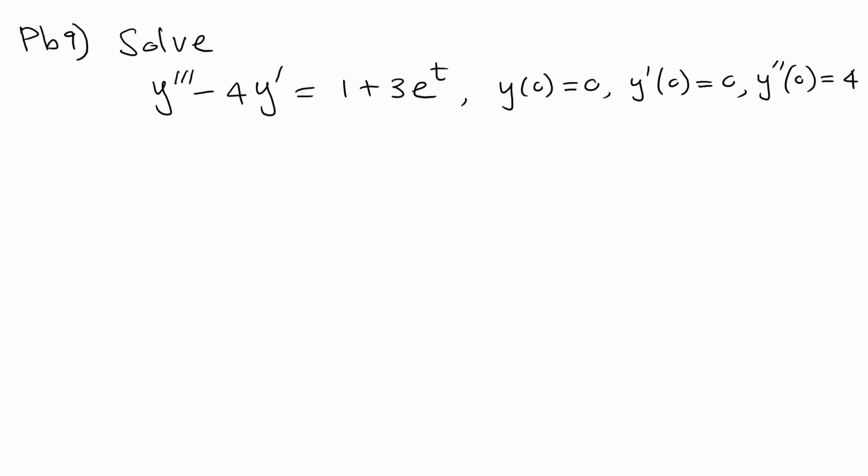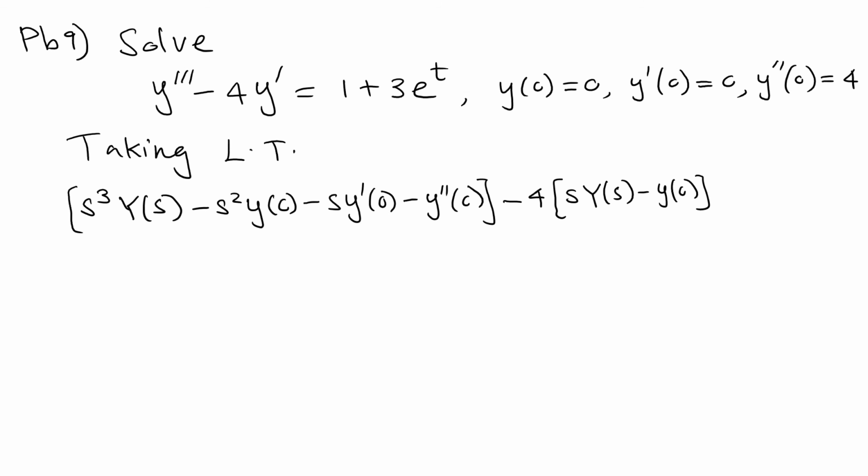So we do the same thing. We're going to take Y(s) as the Laplace of y(t) and just take the Laplace transform, and we do the same thing. So we can write it like this now. This is a third derivative, that means we get the s cubed term here. So we get these two for the derivatives, and then 1, which is 1 over s, and then 3 e to the t means s minus 1. So that's what we get.